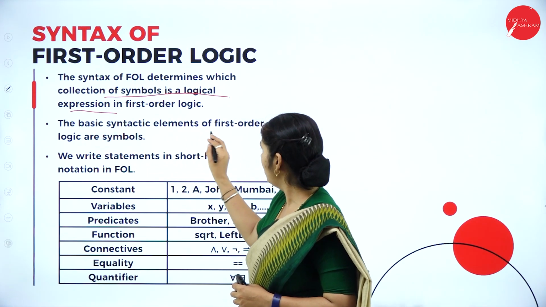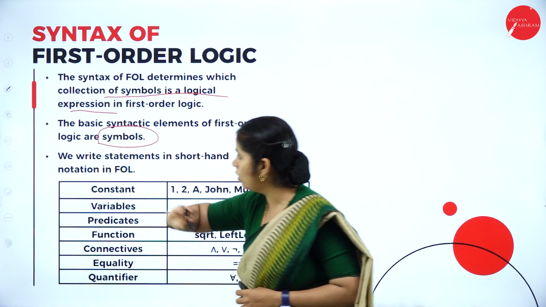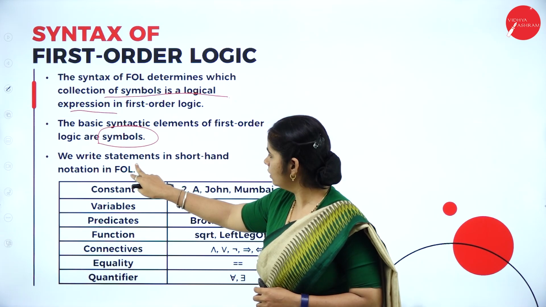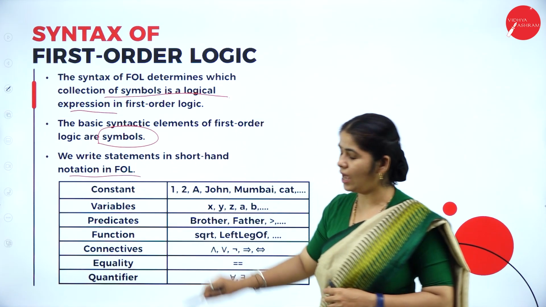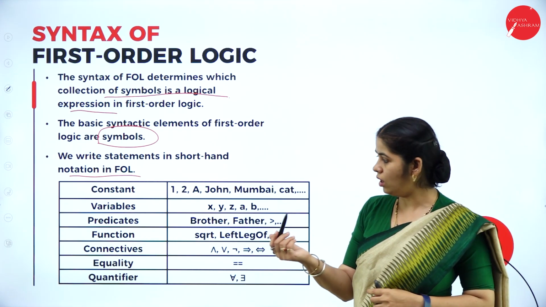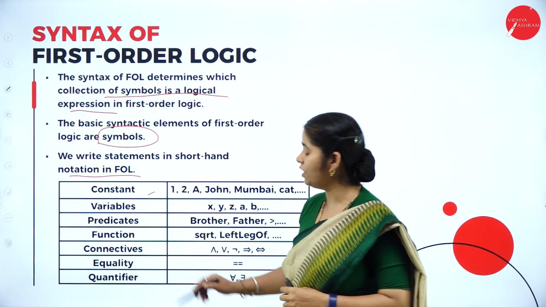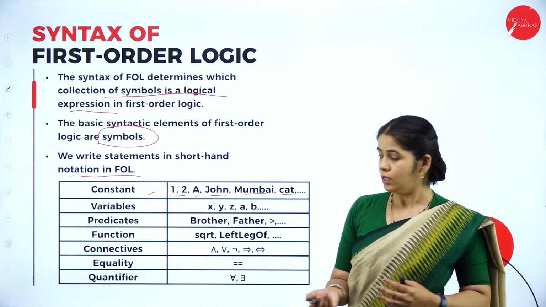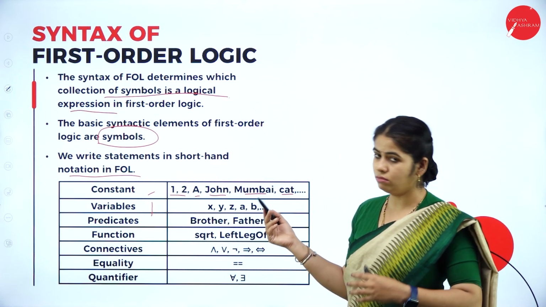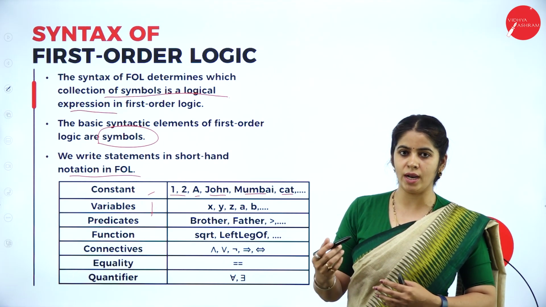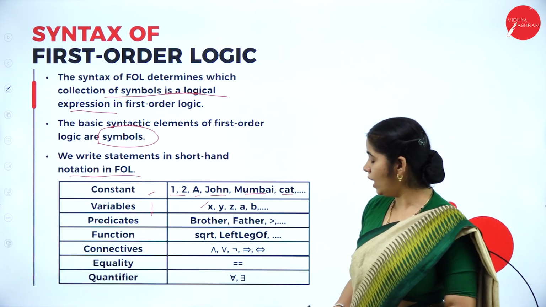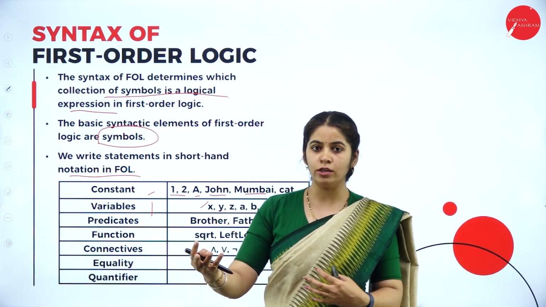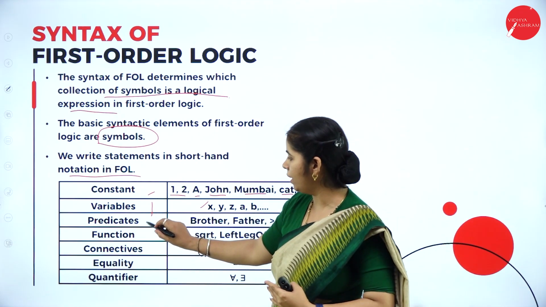The basic syntax element of first order logic is symbols, right? So these are all the symbols provided, and we write statements in the shorthand notation as FOL. FOL stands for what? First order logic. What are the symbols? Constants, which can be a name or something like that. Then variables, X, Y, Z, as we use in C programming or any other programming. Predicates, he may be the brother, he may be the father, he may be the sister, he may win the match today, so those are the predicates we have.